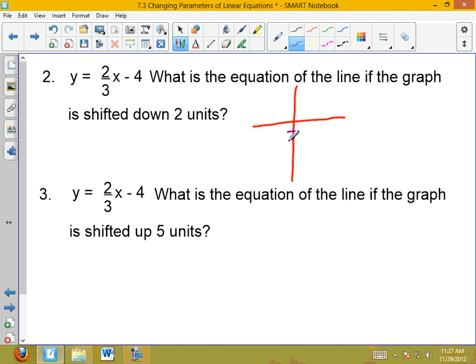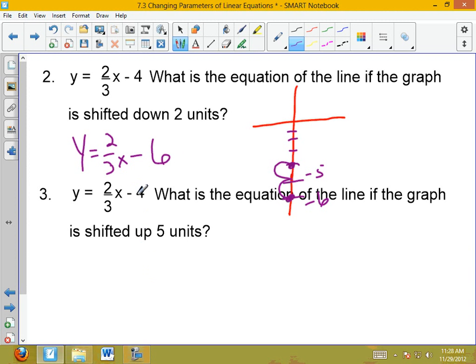Now, 1, 2, 3, 4. It's right here at -4. I'm going to shift it down how many units? I'm going to shift it down 2 units. So 1, 2. So now instead of being at -4, I am at -6. So I write y equals 2 over 3x minus 6.